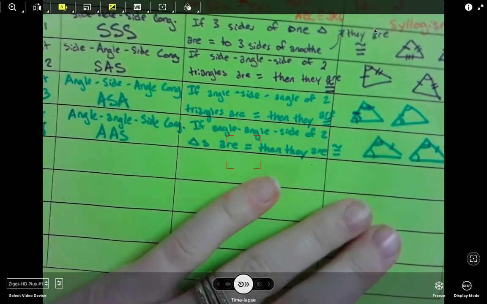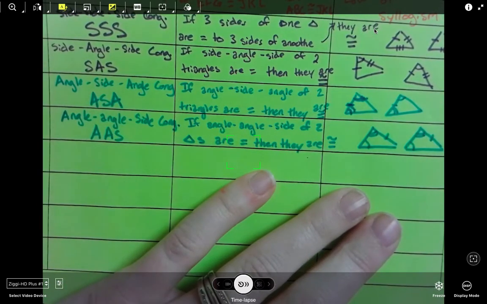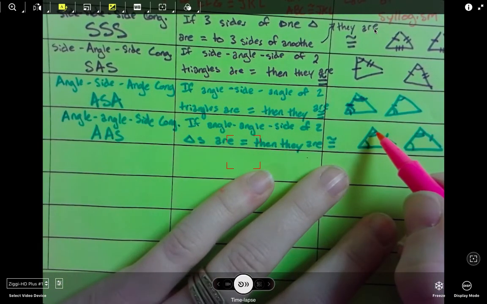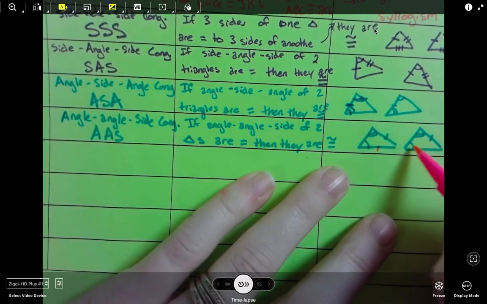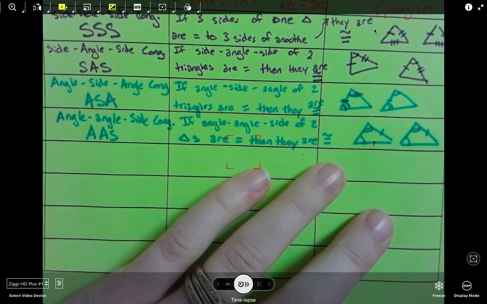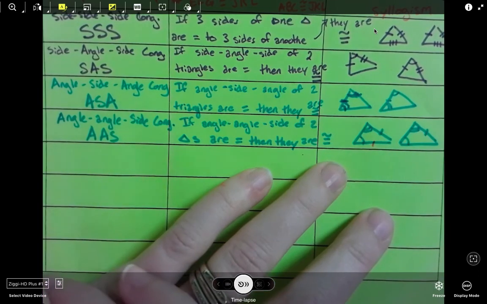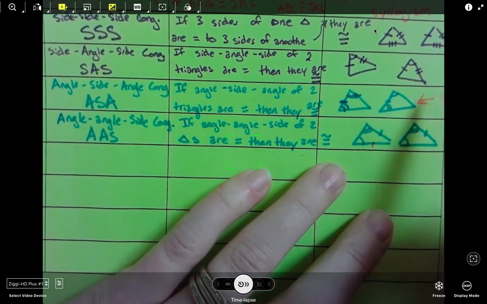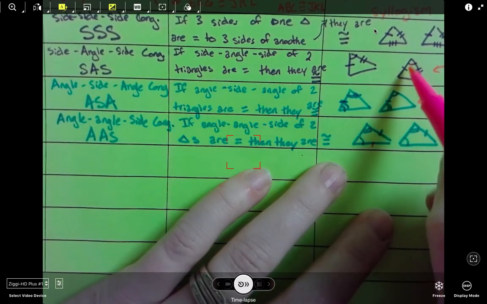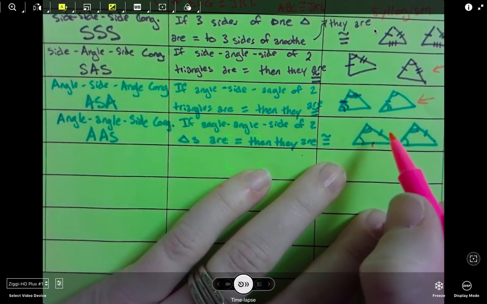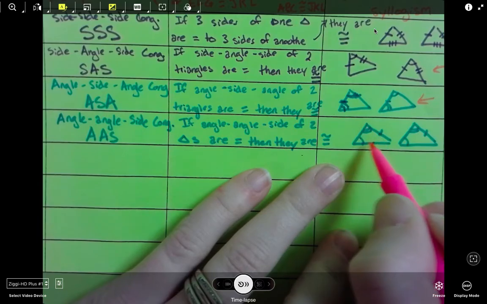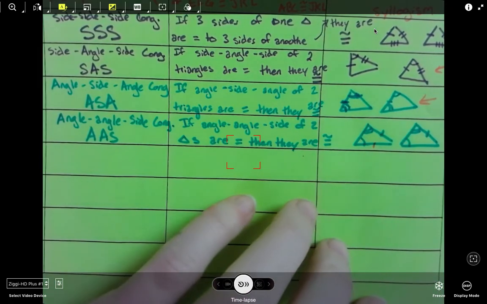Now, you might be asking, what happens if it's the other side? Can it be the other side? That would still be angle, side. So if I do this angle on this bottom side, and this angle on that bottom side, that's still angle, side. It could be either one of those sides. It's not restricted like this one and this one are, where it has to be the angle in the middle, or the side in the middle. This could be angle, side this way, or angle, side this way. Both are the same.